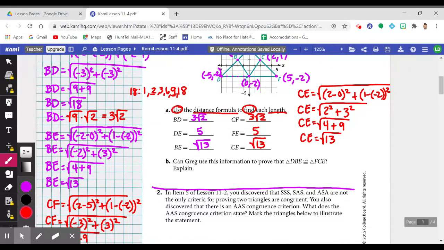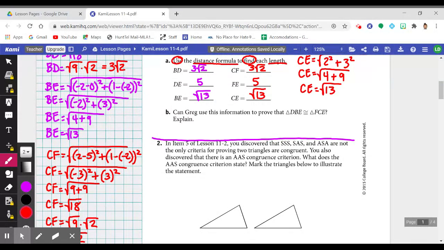So what do we see here in item A? We see that BD is congruent to CF, and we see that DE is congruent to FE, and we see that BE is congruent to CE. So B then says, can Greg use this information to prove that these 2 triangles are congruent?